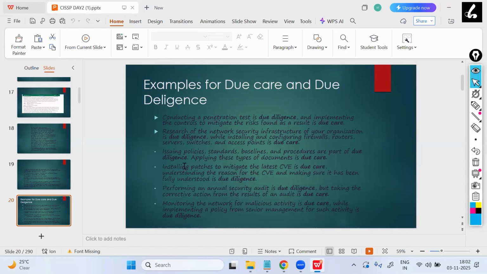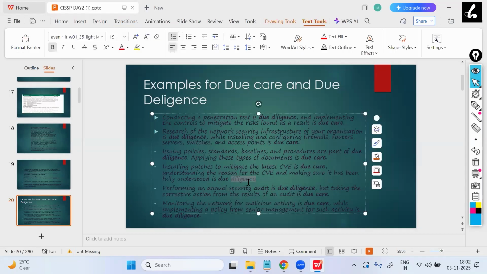Now, another example: installing patches to mitigate the latest CVE, common vulnerability, is the due care. Understanding the reason why the CVE existed, and after installing the patch, checking whether we have fixed that gap or not, is the due diligence. Knowing about that thing, and how you did that, was the due care.